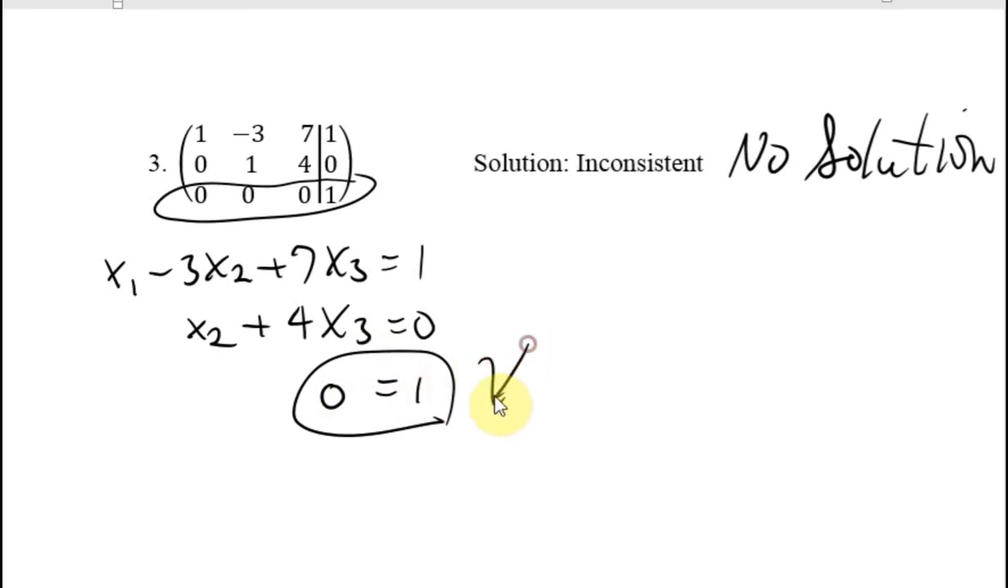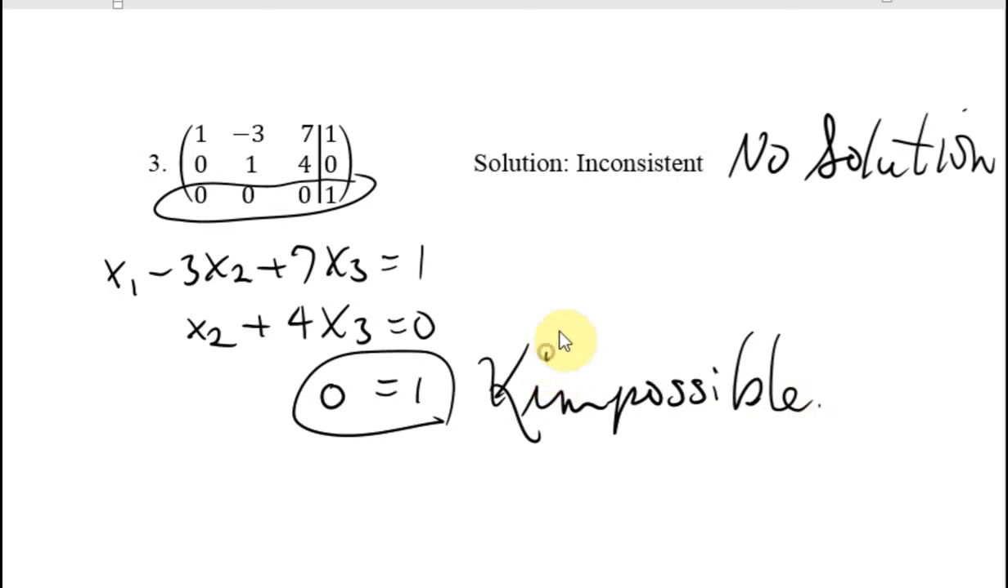That last row says 0 is equal to 1. That is impossible. So that's why we have no solution. That's a K or a kappa, it's the Greek letter, a K, yes. But no, it's just impossible.